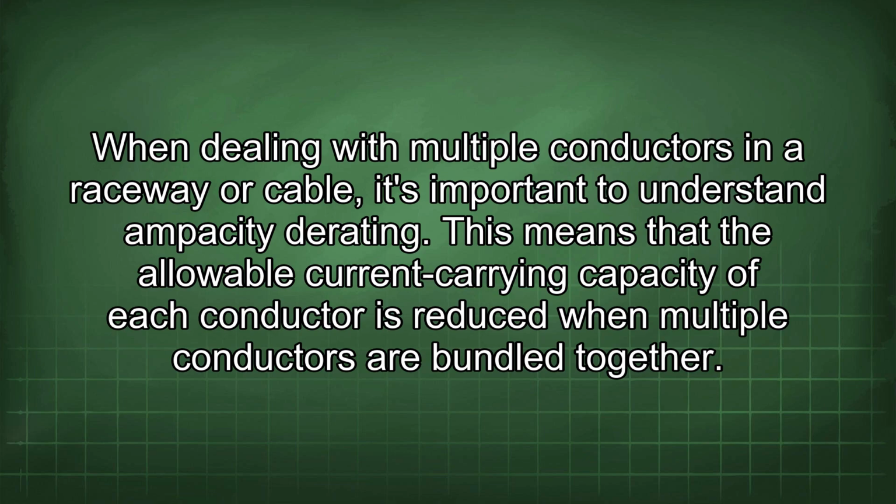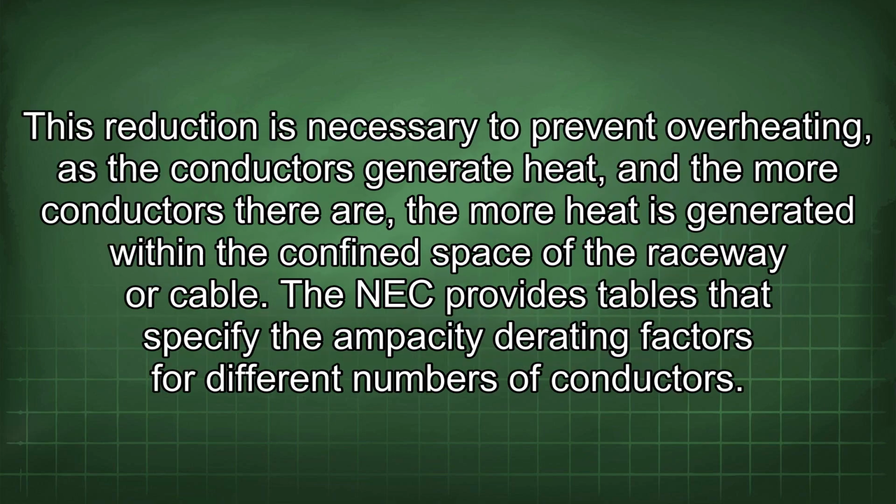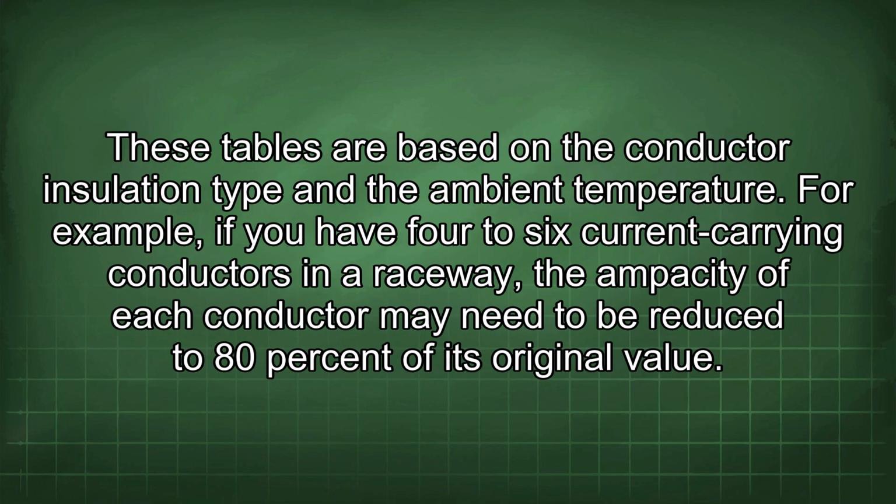When dealing with multiple conductors in a raceway or cable, it's important to understand ampacity derating. This means that the allowable current carrying capacity of each conductor is reduced when multiple conductors are bundled together. This reduction is necessary to prevent overheating, as the conductors generate heat, and the more conductors there are, the more heat is generated within the confined space of the raceway or cable. The NEC provides tables that specify the ampacity derating factors for different numbers of conductors. These tables are based on the conductor insulation type and the ambient temperature.